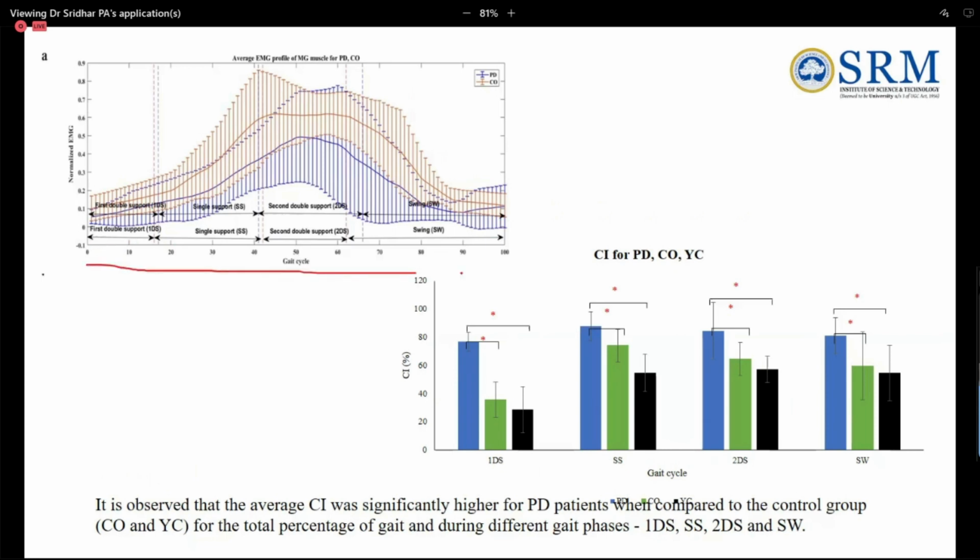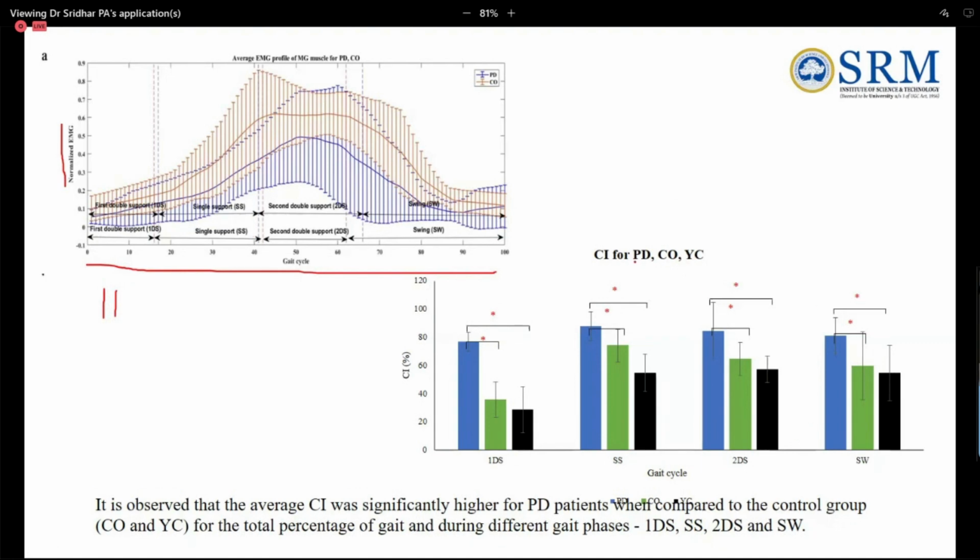This is what we call a gait cycle. From the first double support, where both legs are on the ground, then you lift one leg, single support, then the second double support. Then you have a swing, and then you go for the next step. This is one particular gait cycle. You can see that the cycle in blue has very low support in terms of the normalized EMG condition. The strength is very low here. But when you consider the control subjects, you can see that the strength is a bit higher across the different gait cycles. So that is what has been reported.